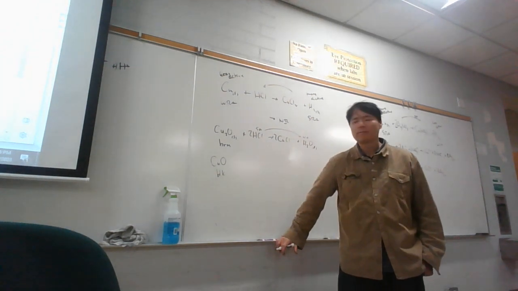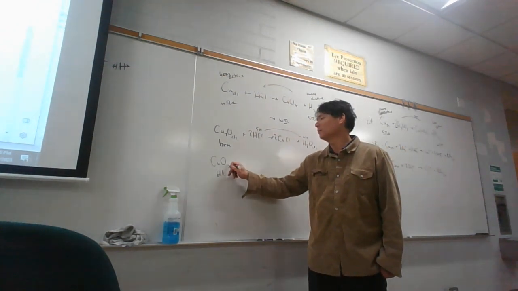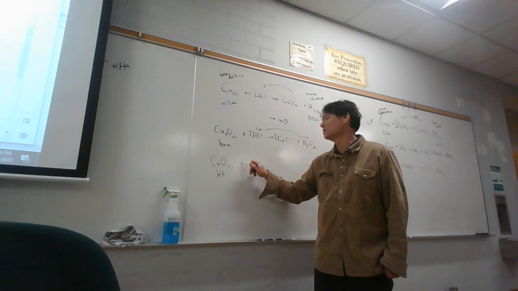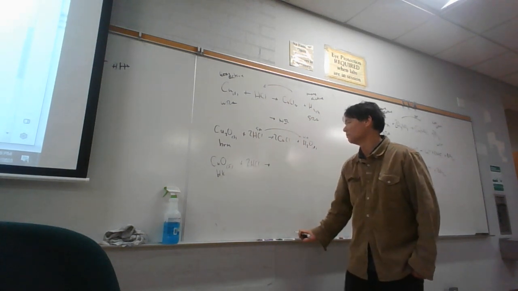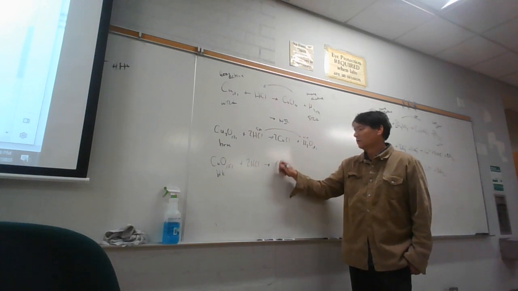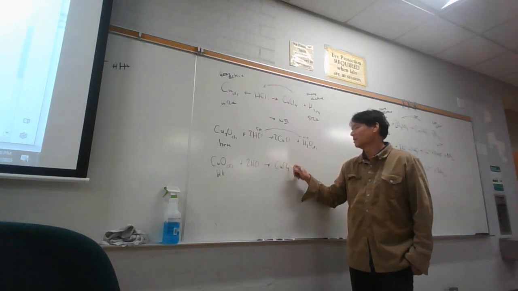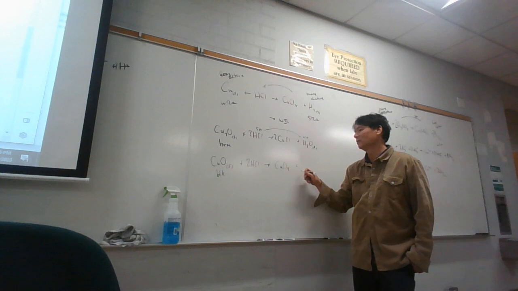And so if we take copper 2 oxide, this is also a double replacement reaction. We can take 2 HCl's. What's this going to form? It's going to form copper 2 chloride, which is aqueous, and water.